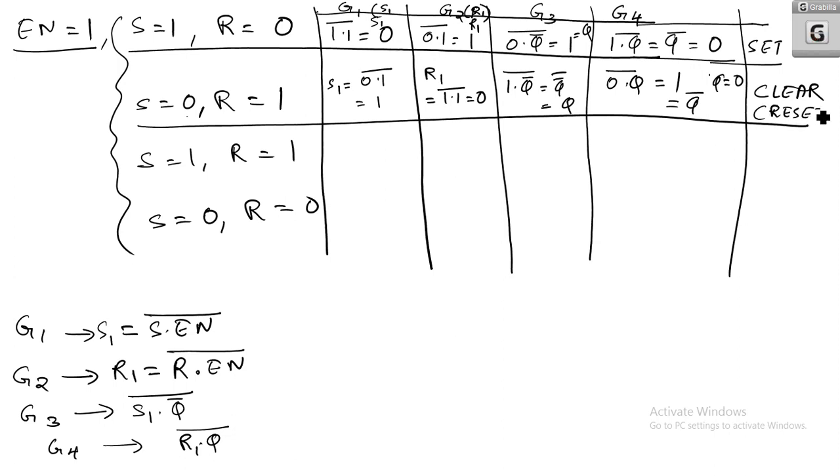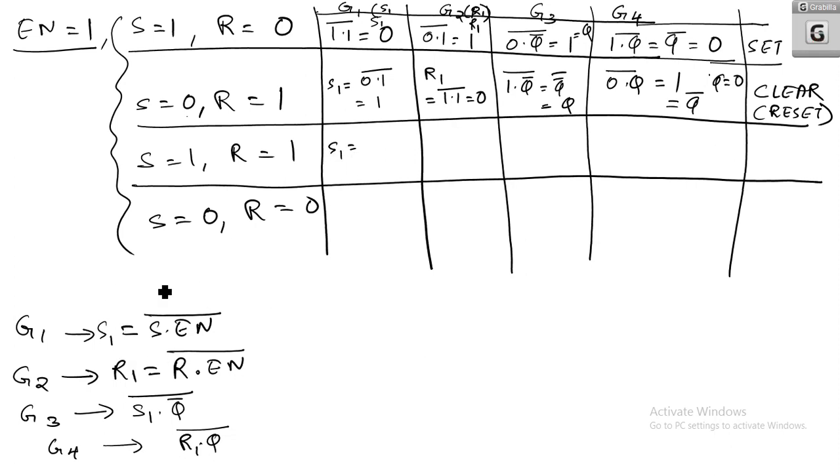Clear or reset. And next case, S is equal to 1 and R is equal to 1. That is the question. Now when S is equal to 1 and R is equal to 1, what is S1? S1 is 1 dot 1, the whole bar. What is it? That is 0. What is R1? R1 is R dot enable. That is 1 dot 1, the whole bar, which is equal to 0.